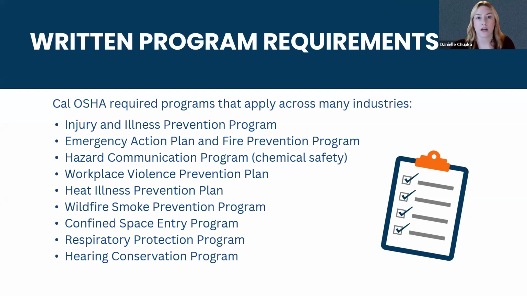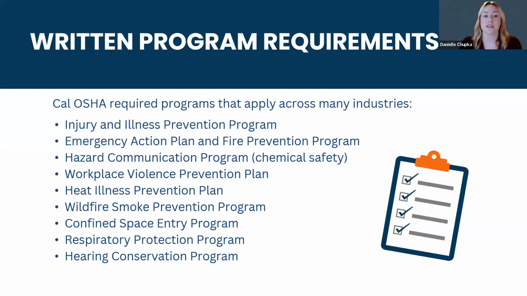So, written program requirements. A written safety program is a workplace policy that talks about the responsibilities, the roles, how you're going to do things, how you're going to do inspections, those kinds of things, how you're going to provide training, how you're going to make sure employees comply with these specific things. So some of the Cal OSHA required programs that apply across many industries is the injury and illness prevention program. This is required for every employer with one or more employees. So I think it's safe to say that, as long as you're in California, you're required to have an IIPP.